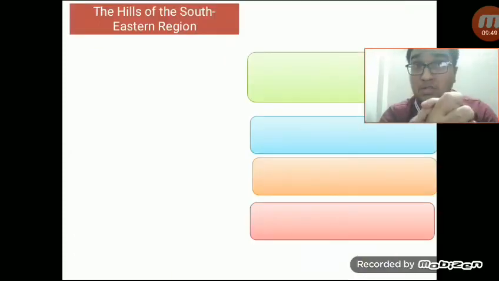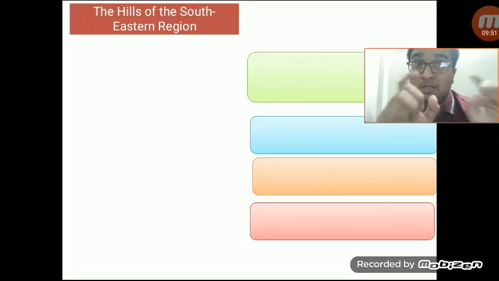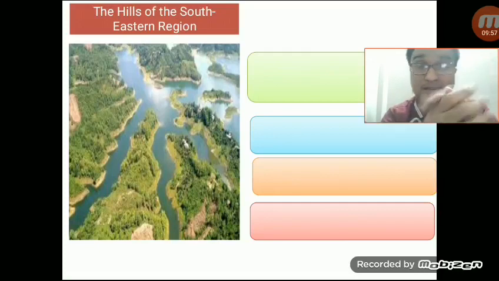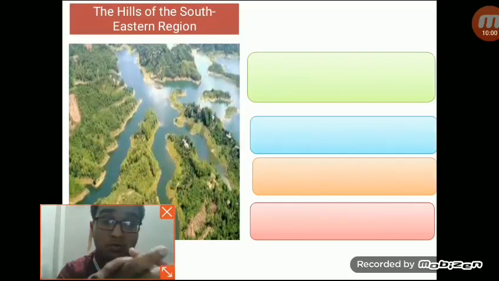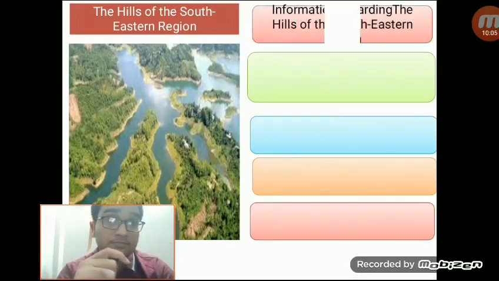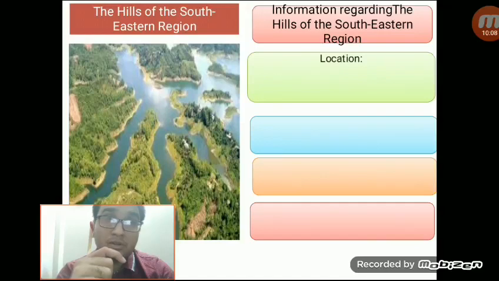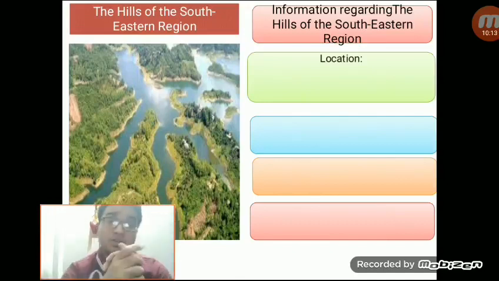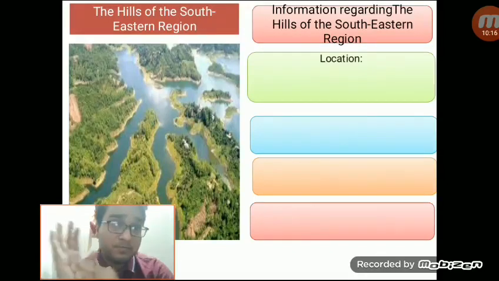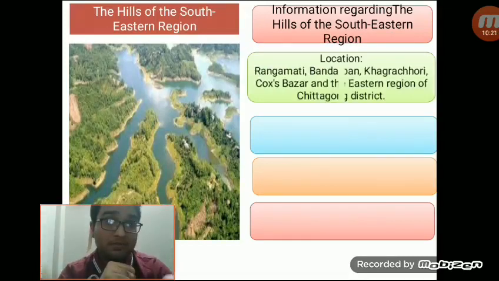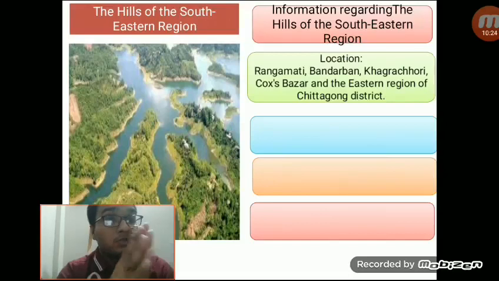First of all, the hills of the southeastern regions. Okay, so now I'm going to show a picture to you. So this is the picture of the Kaptai Lake. Now I'm going to provide all of the information regarding the hills of the southeastern region. First, the locations: Rangamati, Bandarban, Khagrachari, Cox's Bazar, and the eastern part of Chittagong districts are included in the hills of the southeastern region.